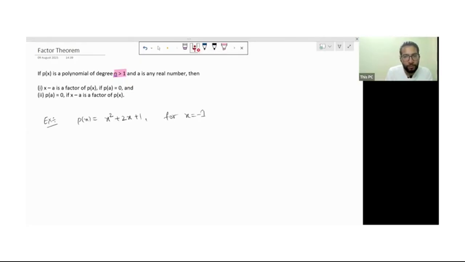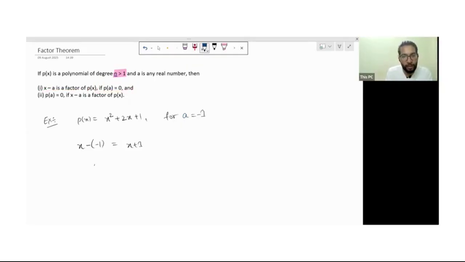what we will do, x is equal to minus 1, which means the value a that we are finding is minus 1. Let me write this as a, it will be simpler. a is equal to minus 1. Then x minus (minus 1) is equal to x plus 1. Now, if we want to say x minus a is a factor of p(x), then we have to check if p(a) is equal to 0 or not.